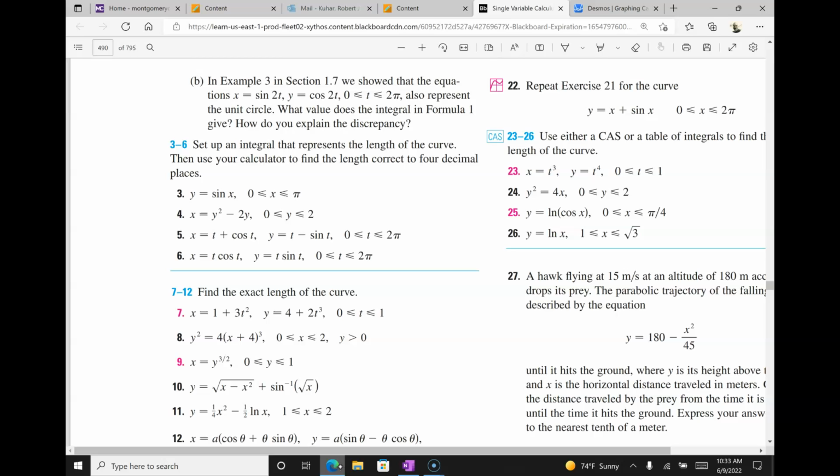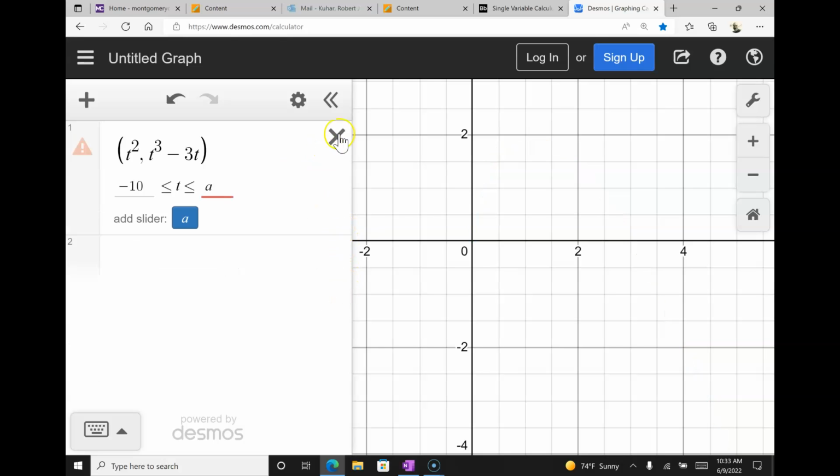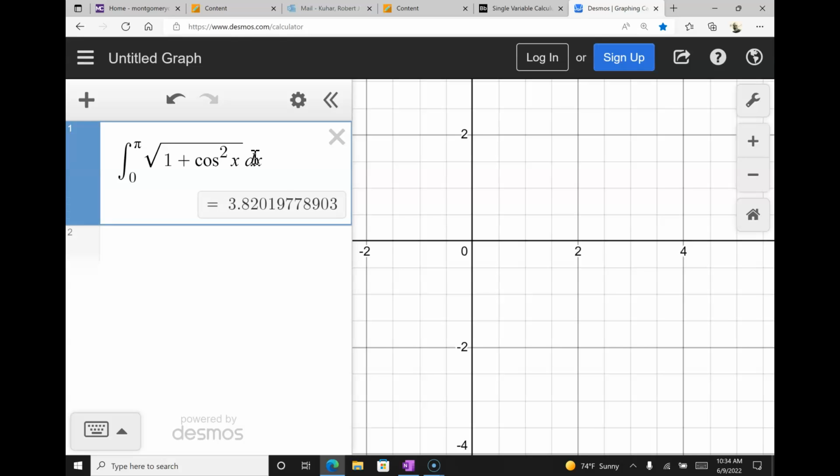So we're going right to Desmos here, right? So I'm going the integral, int, from 0 to pi of the square root of 1 plus cos squared of x, dx. So about 3.82.